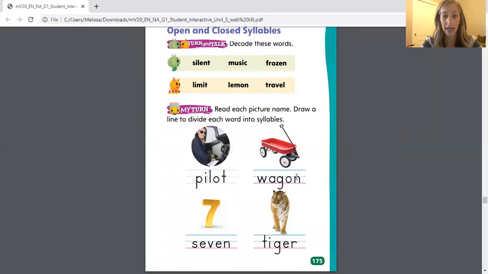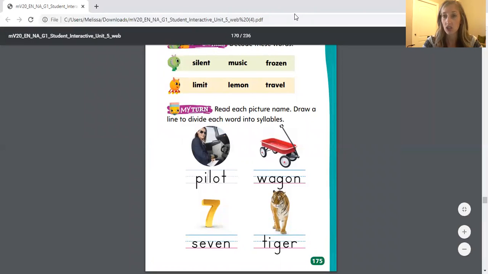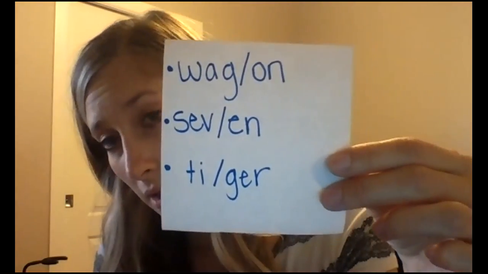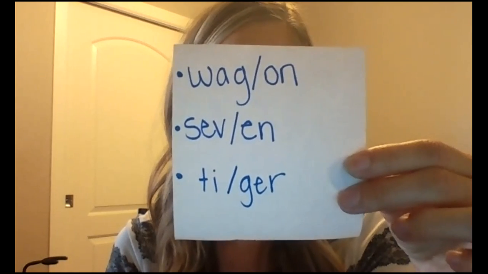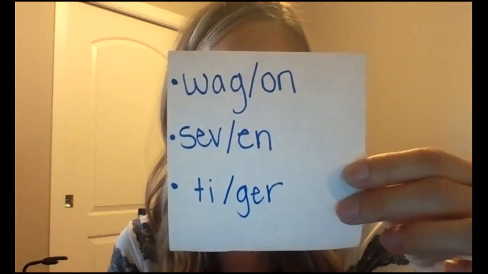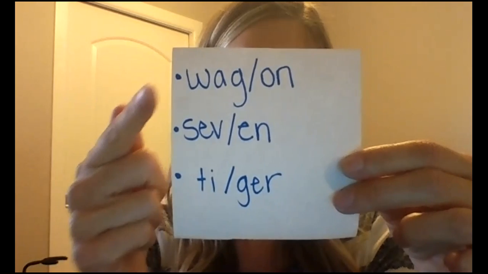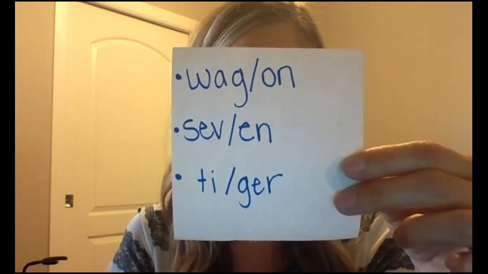I have the word wagon. I don't hear a long A sound. I don't hear any long vowel sounds. Seven. I don't hear any long vowel sounds there either. And then I have the word tiger, tiger. I do hear the long vowel sound there. So I know that tiger needs to be partitioned a certain way. I'm gonna go ahead and hold these words up for you. I have divided the words into syllables correctly, so you can either check your work or pause the video and write these words down just like I did.